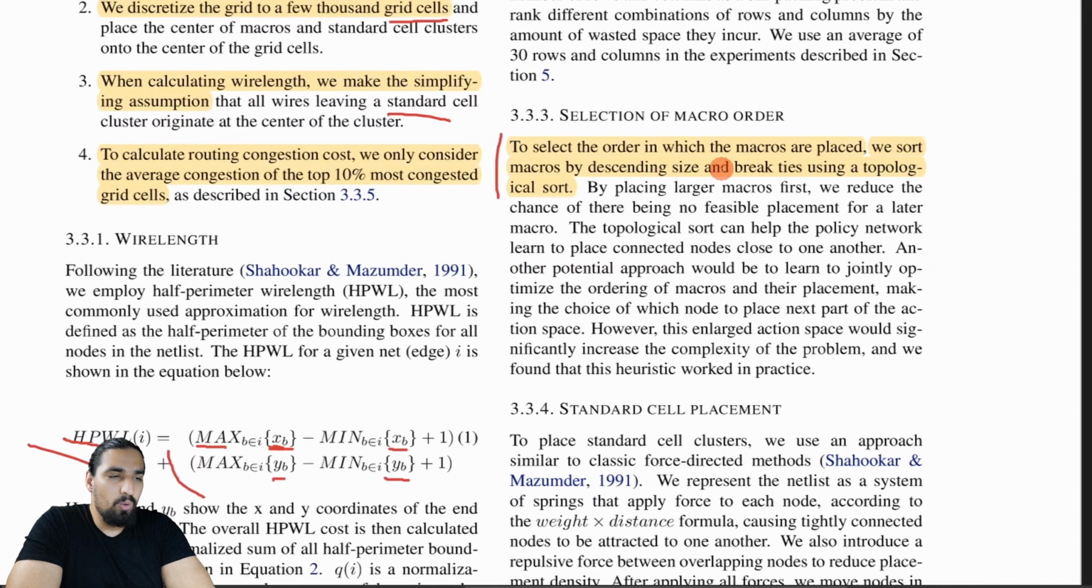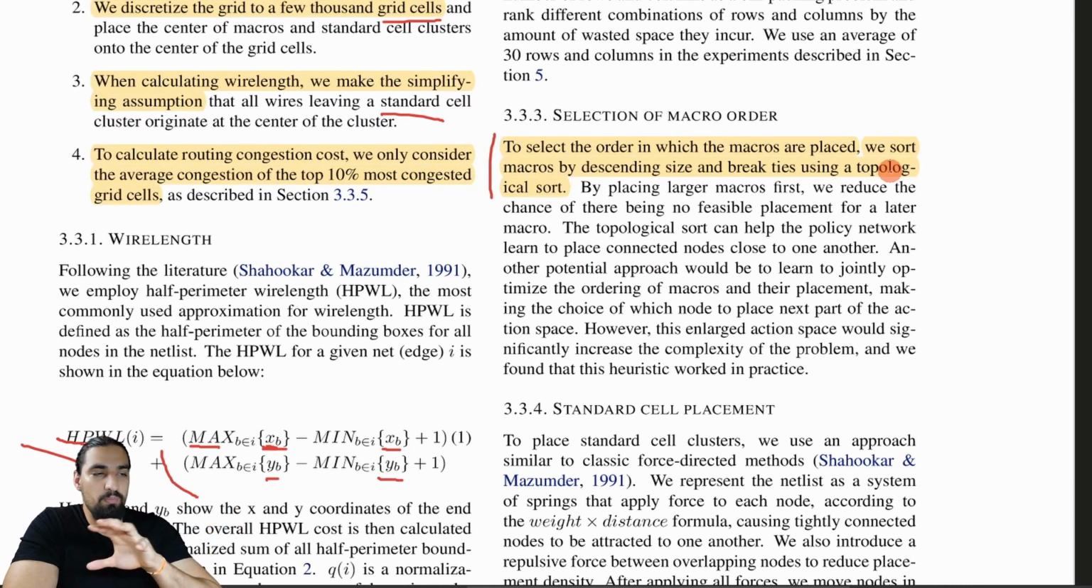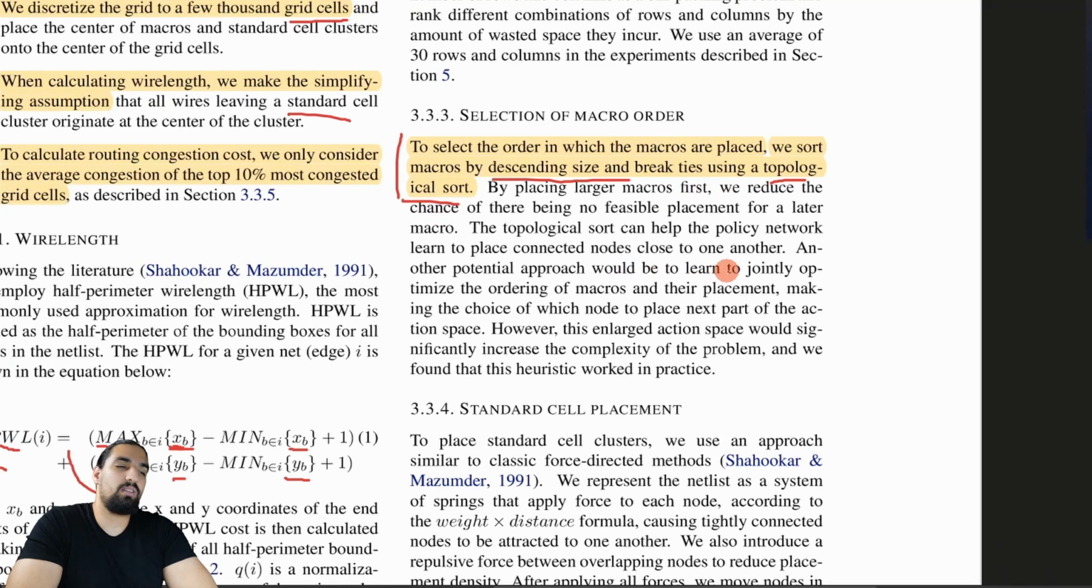To select the order in which the macros are placed, we sort macros by descending size and break ties using topological sort. That's an additional heuristic they use in order to make the action space smaller and to make this problem computationally tractable. They just sort the macros, those blocks in your chip, by size, and then the policy will just take the next one. It just needs to decide where to place it. It doesn't need to learn which one to pick in each step, okay?